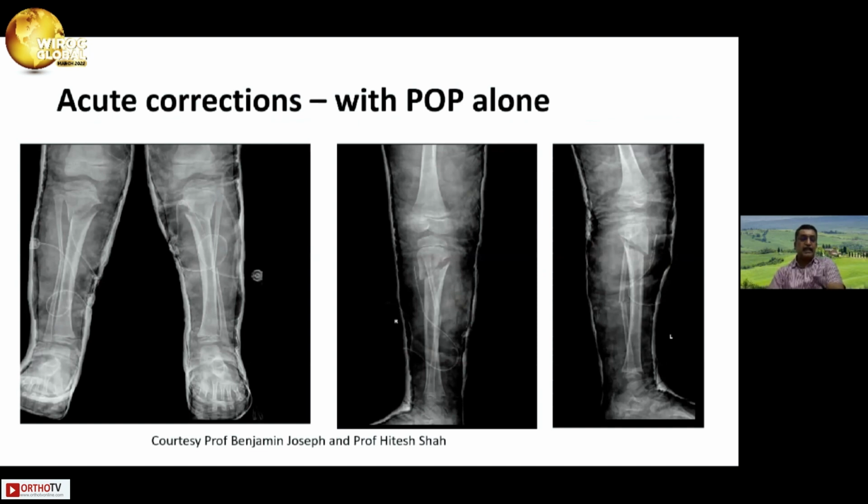Now, acute corrections can be done in these early stages with the plaster alone, and you get a good correction. And if there is some undercorrection or overcorrection, you can wedge the plaster also.